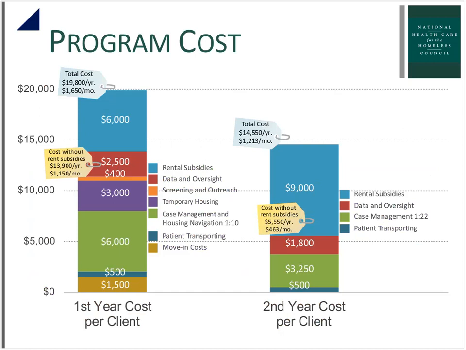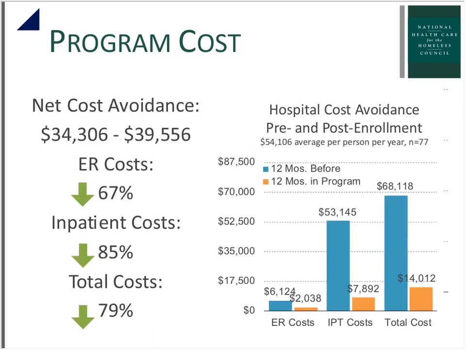In the second year, the cost per person drops to $14,550, and the main portion of this, again, is rental subsidies. Case management costs drop as the participant gains some stability in their health and their environment, and some of the costs carry over from the first year, including patient transportation and data and oversight. But don't let those costs scare you.